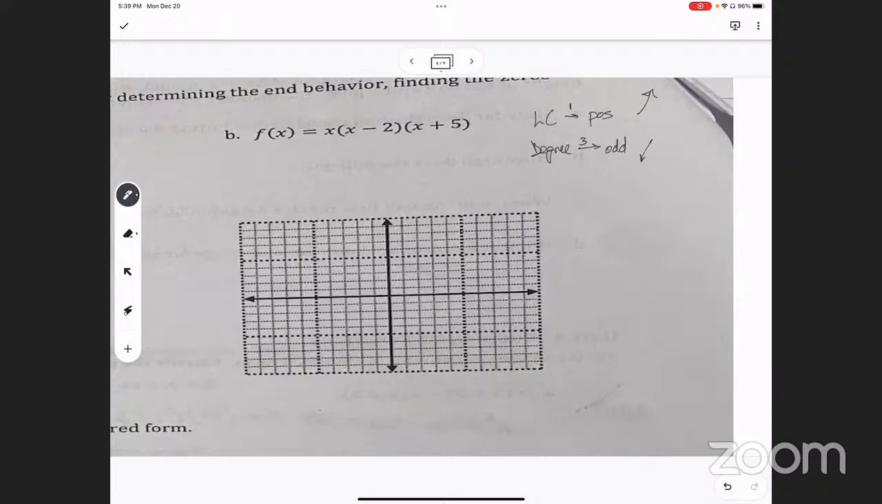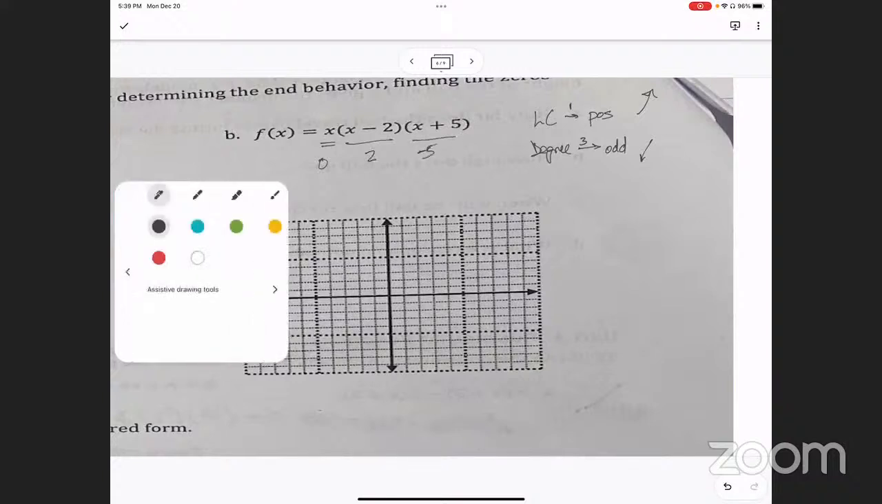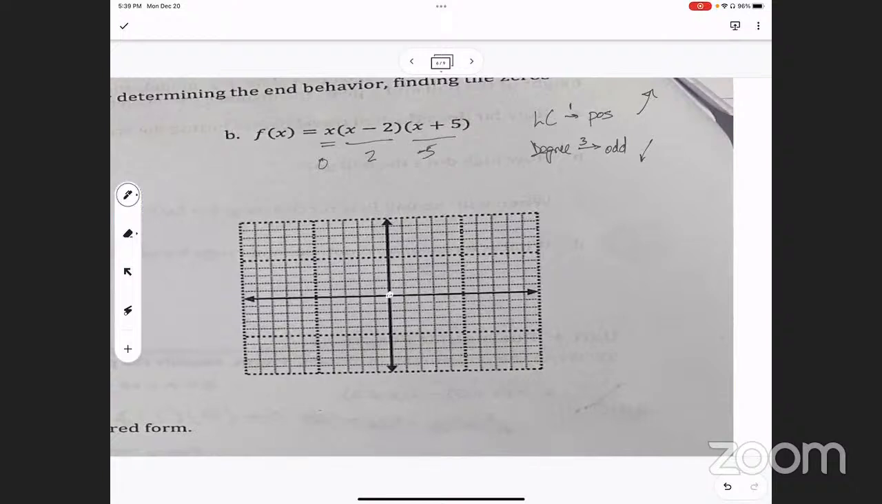Okay, and what are my zeros? 0, 2, and -5. We got it. Good, so let's plug them in. There's 0, there's 2, there's -5. It goes up on the right. And by the way, they're all odd multiplicity, right? So they all go through. So it's going to go through, through, through.